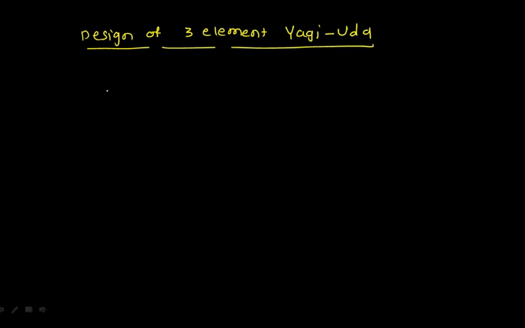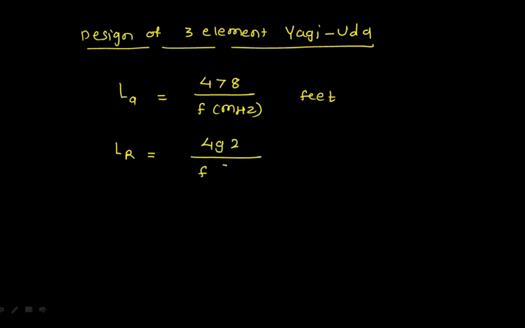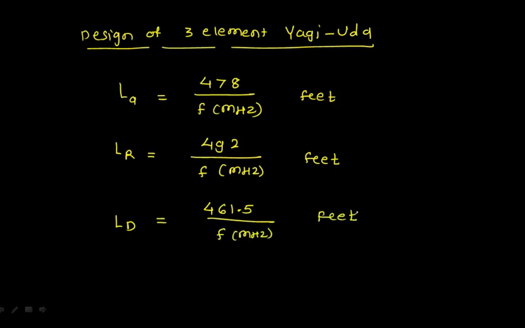So the length of active element, which I'll denote LA, is 478 divided by frequency in megahertz, and this is given in feet. What about the length of reflector? It is 492 divided by frequency in megahertz, also given in feet. As I have only 3 elements, the length of director will be 461.5 divided by frequency in megahertz. These are all values given in feet.